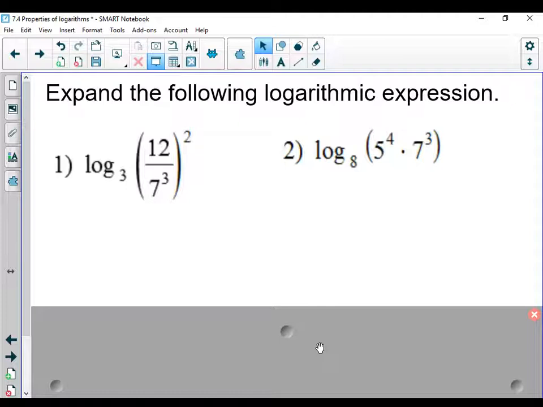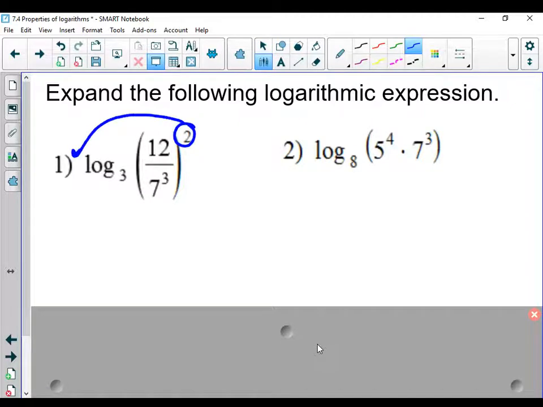So because I have an exponent outside the big set of parentheses, I'm going to deal with that one first. You could apply the exponent to both pieces inside. That's one route you can take. Or we can start off with our properties, and I'm going to bring that 2 to the front. So right now I just have 2 log base 3 of 12 over 7 cubed.